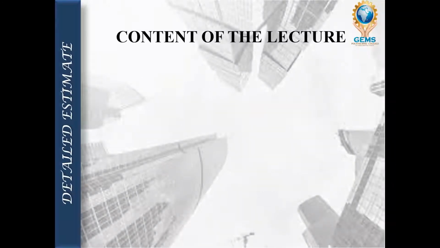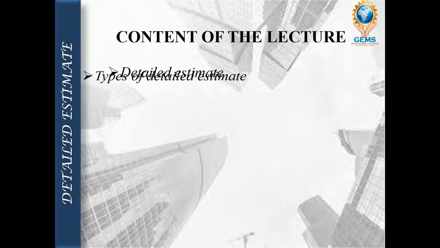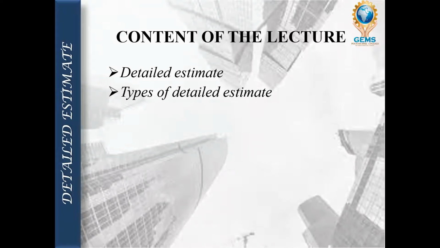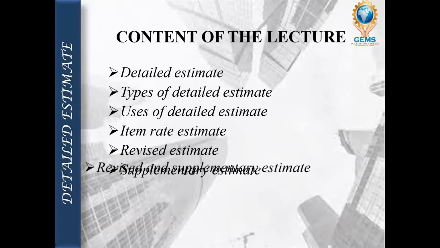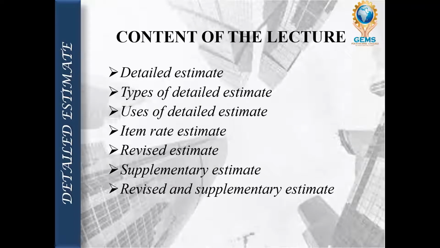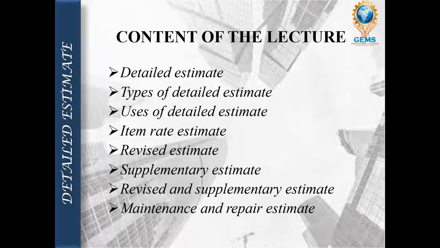So what are the contents of the lecture? The first one is detailed estimate. We are going to see a brief about the detailed estimate. Then what are the types of detailed estimate, then what are the uses of detailed estimate, then item rate estimate, revised estimate, supplementary estimate, revised and supplementary estimate, maintenance and repair estimate. So these five are the types of detailed estimate.